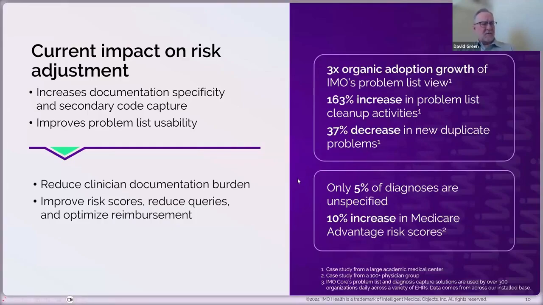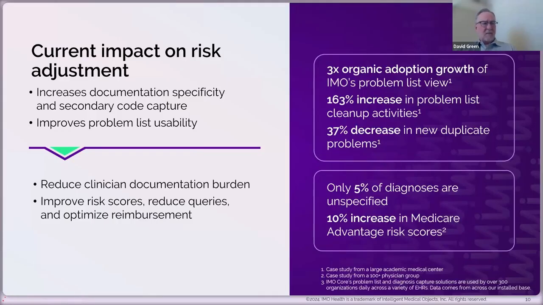Wes is going to show how our system automatically brings those issues to the front for providers to look at and to evaluate, and then for them to easily act on if they choose to do so. And that reduces the documentation burden. They don't have to go back and look for things that they may not have documented. We bring that to the front for them to consider. This increased risk scores, reduces their queries back in there, just makes them more efficient generally, and optimizes reimbursement opportunity as well.